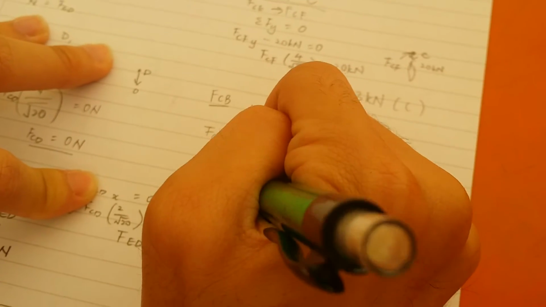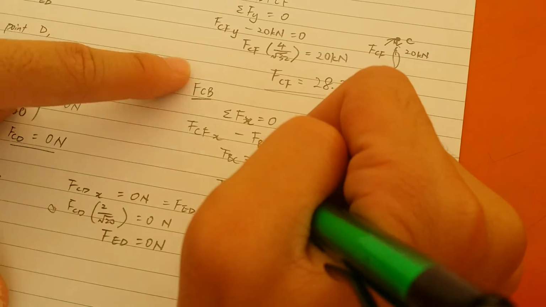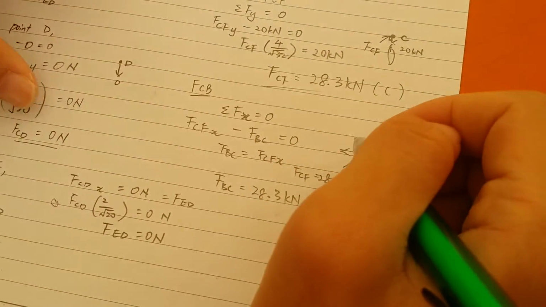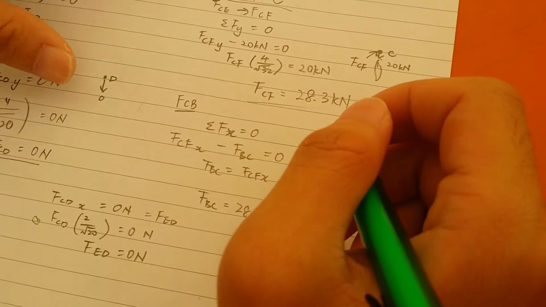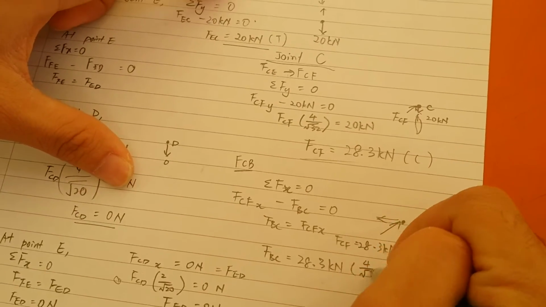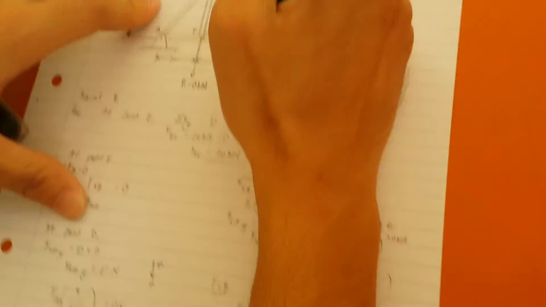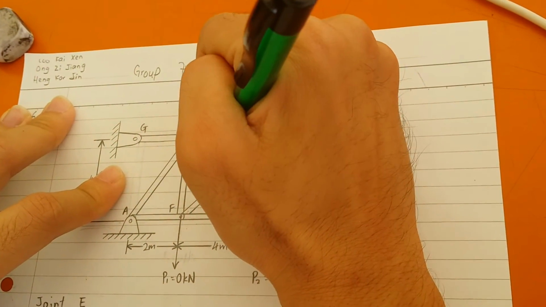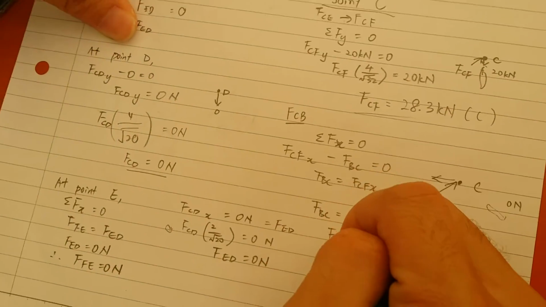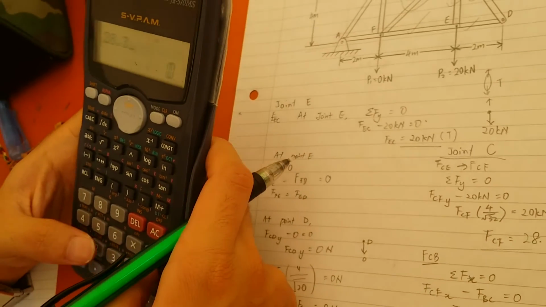FBC is equal to FCF, 28.3 kilonewton, and then along the x is 4 over square root 32, because this length is square root 32. We know that this is 4 and this is square root 32, just like the Pythagoras theorem. Then we can know FBC is, we just use the calculator for a while.